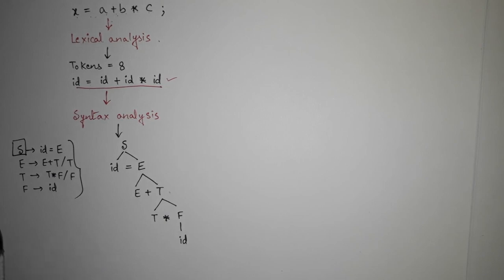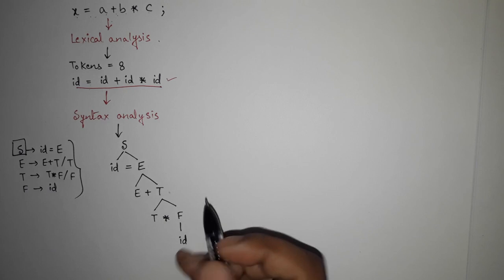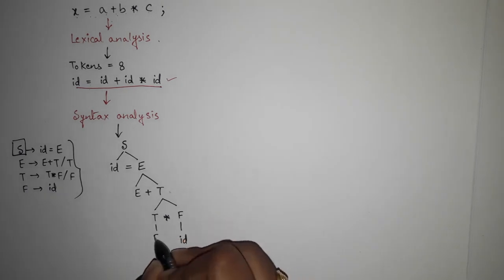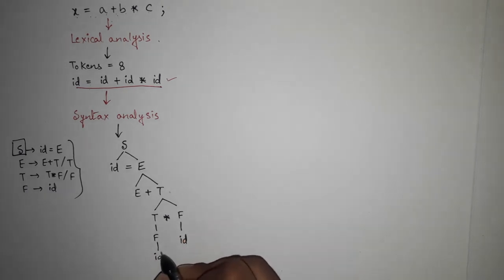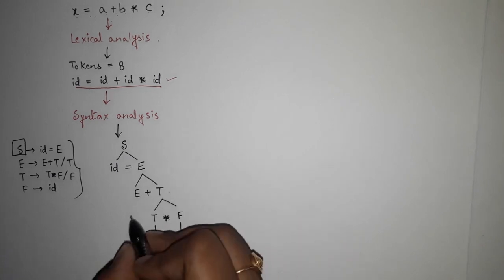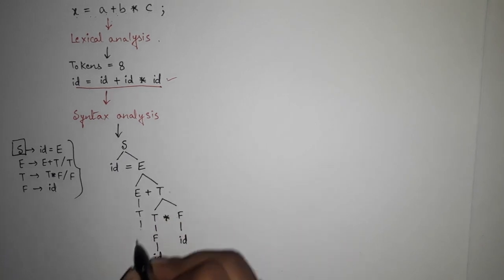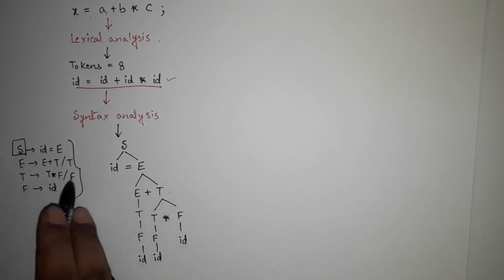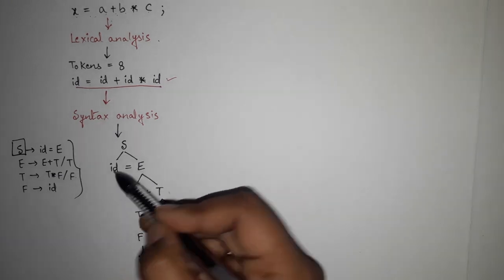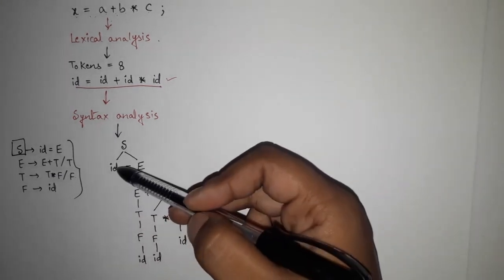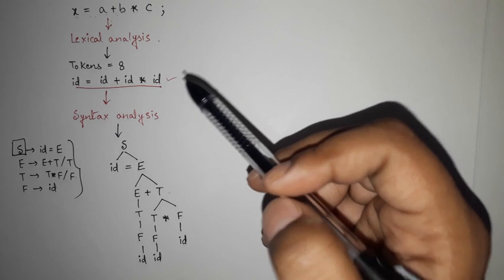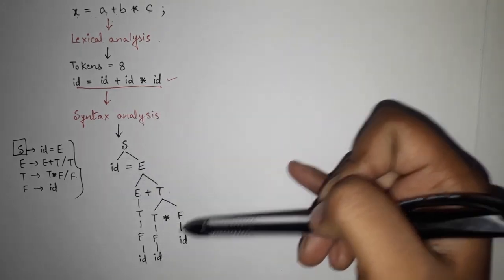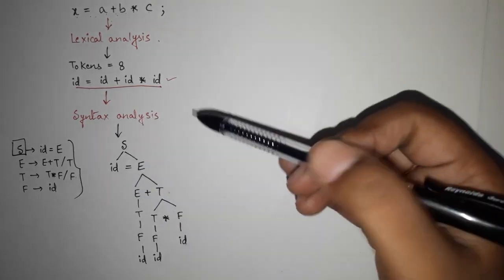Okay. Now we have seen that T is generating again F, and F is generating ID. And then for this E, E is generating T, T is generating F, and F is generating ID. Then here ID is already there, ID itself is there. Correct? So this is the tree that we have got.